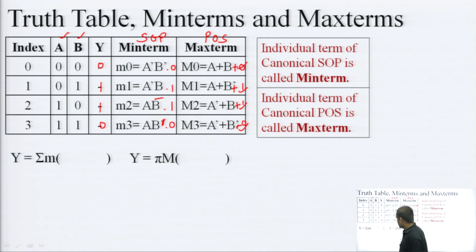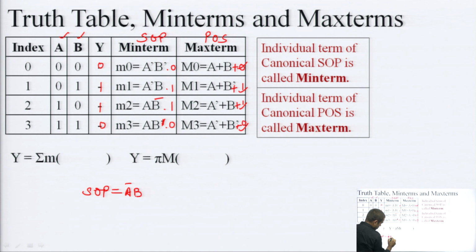So, if I write these expressions, A bar B bar into 0 becomes 0. So, this also becomes 0. So, ultimately it becomes A bar B into 1 and A B bar into 1. So, ultimately the SOP expression is equal to A bar B plus A B bar.